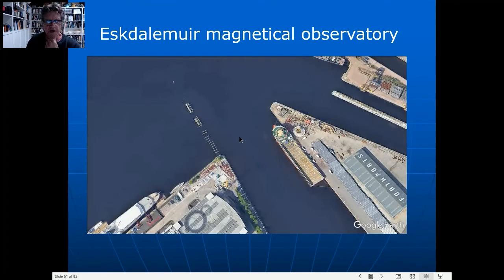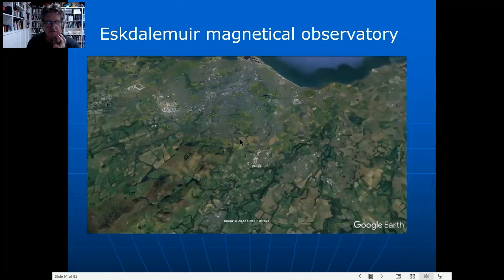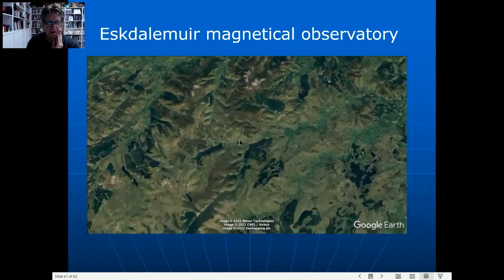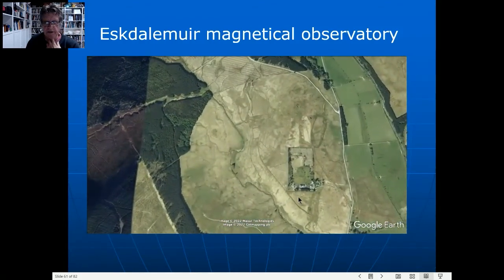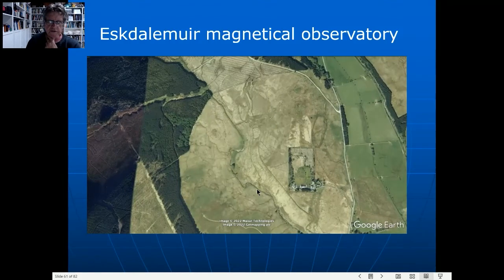Let me take you now to the Eskdalemuir Observatory in southern Scotland. This is where Mitchell got his next job, in about 1918. He went here, and that's the observatory. Now what happened was Mitchell's results were so good, but this was getting towards the end of the war by the time he got it all sorted out. The Royal Society approached the Navy to try it out.